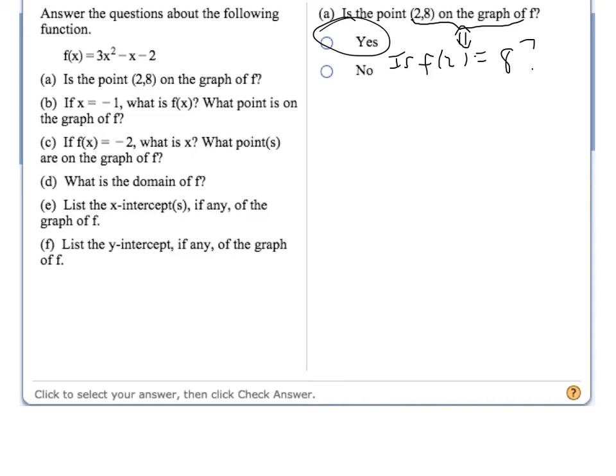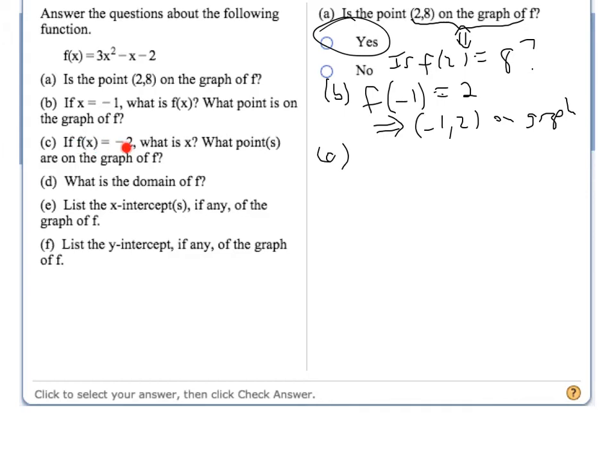So if x equals -1, what's f of x? For the B part, it's just asking what is f of -1. Again, if I can do the arithmetic correctly, that's 3 times 1 minus -1. So 3 plus 1 is 4, minus 2 is 2. So I believe that f of -1 is 2, which means that the point (-1, 2) is on the graph. Part C.